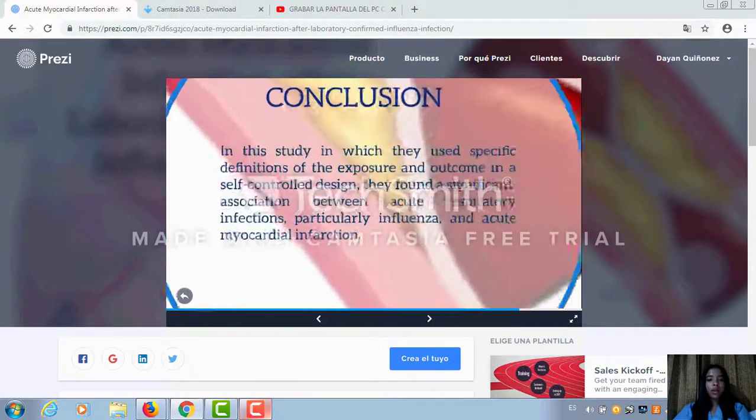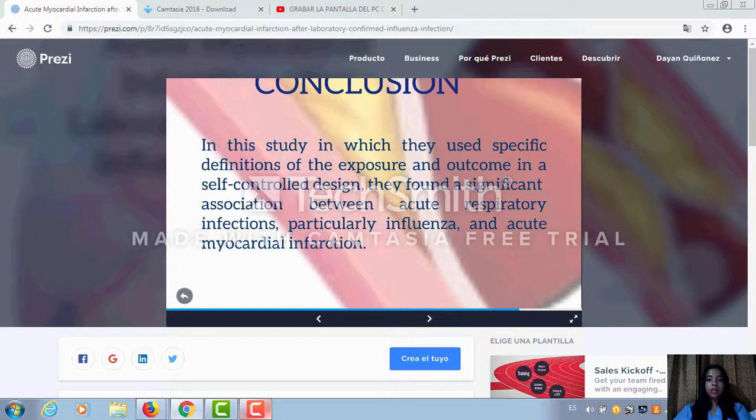Conclusion. In this study, in which they used specific definitions of the exposure and outcome in a self-controlled design, they found a significant association between acute respiratory infections, particularly influenza, and acute myocardial infarction.